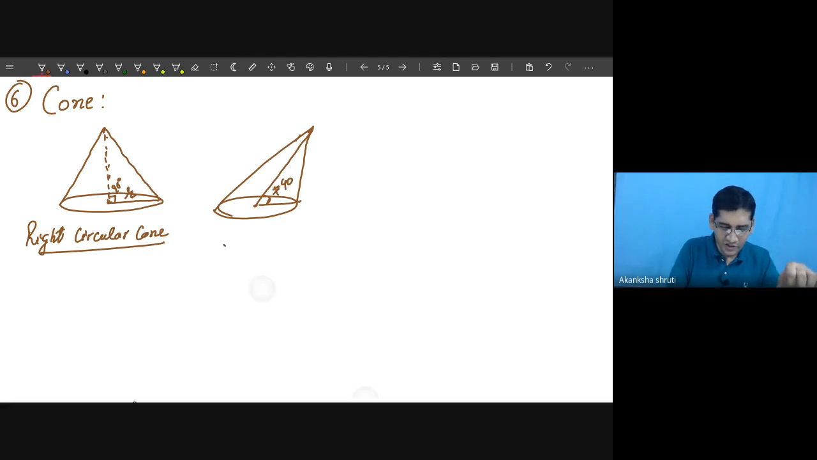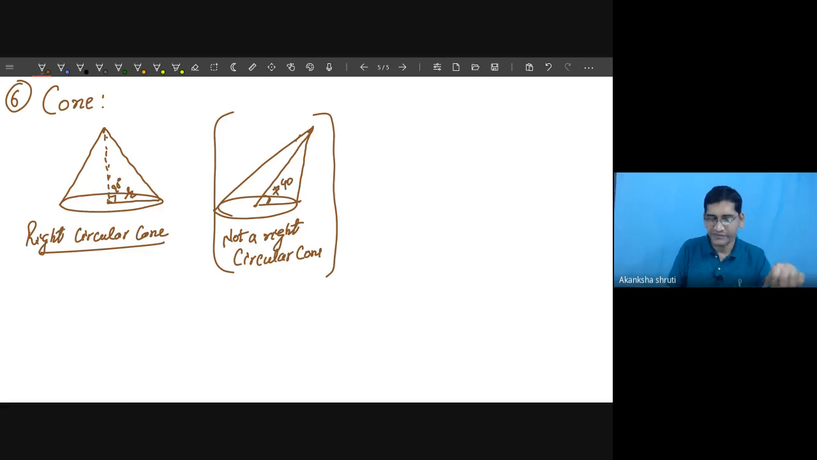So this is not a right circular cone. These things we need not learn. You will learn in higher standards basically. If you are going with mathematics in graduation and post graduation, then you will learn about this.